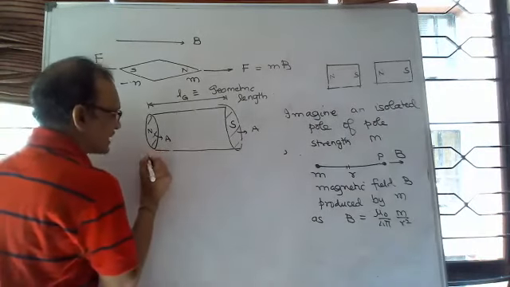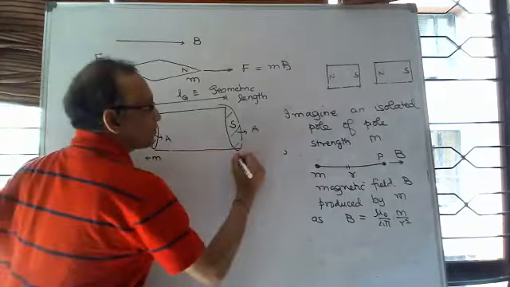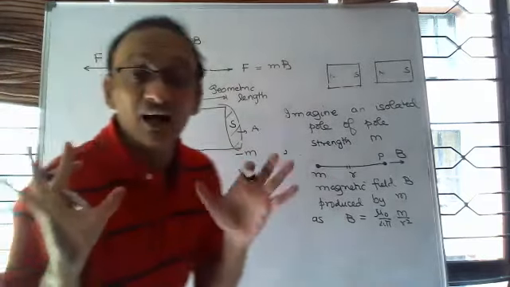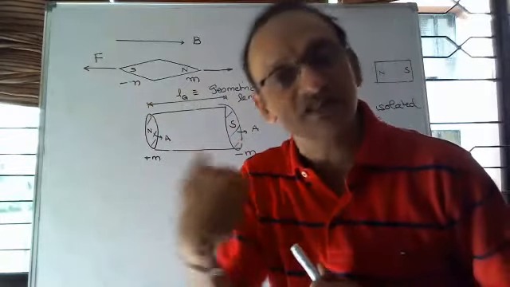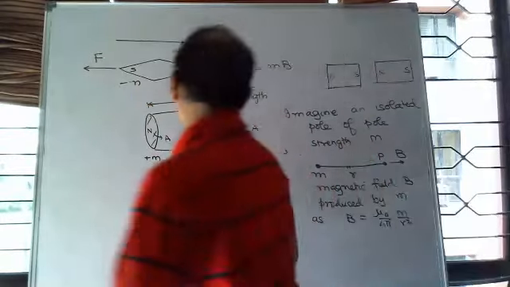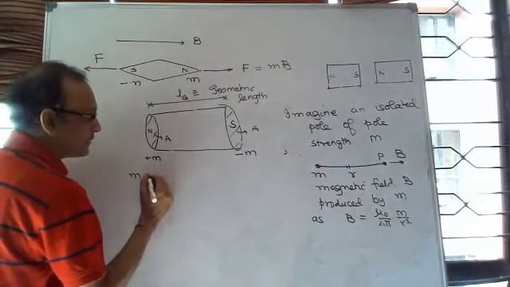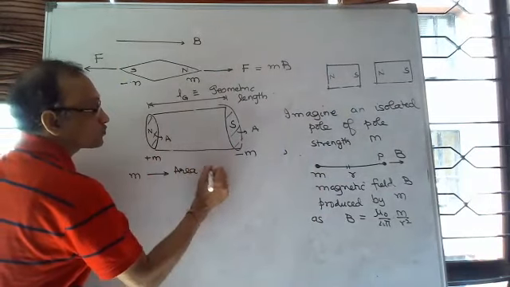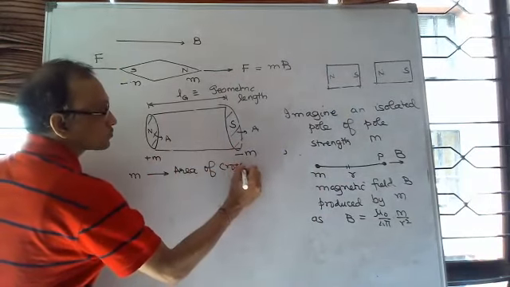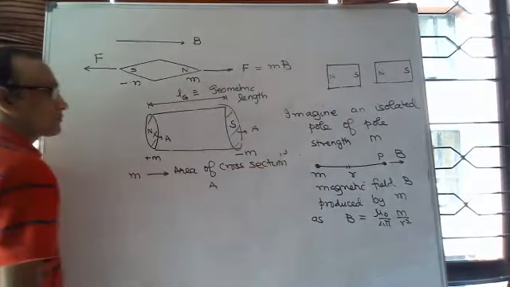Now this has a pole strength M, and the other pole has pole strength minus M. Pole strength is a scalar quantity. Magnetic field is a vector, but pole strength, like charge, is a scalar. The pole strength will depend on the area of cross section A.